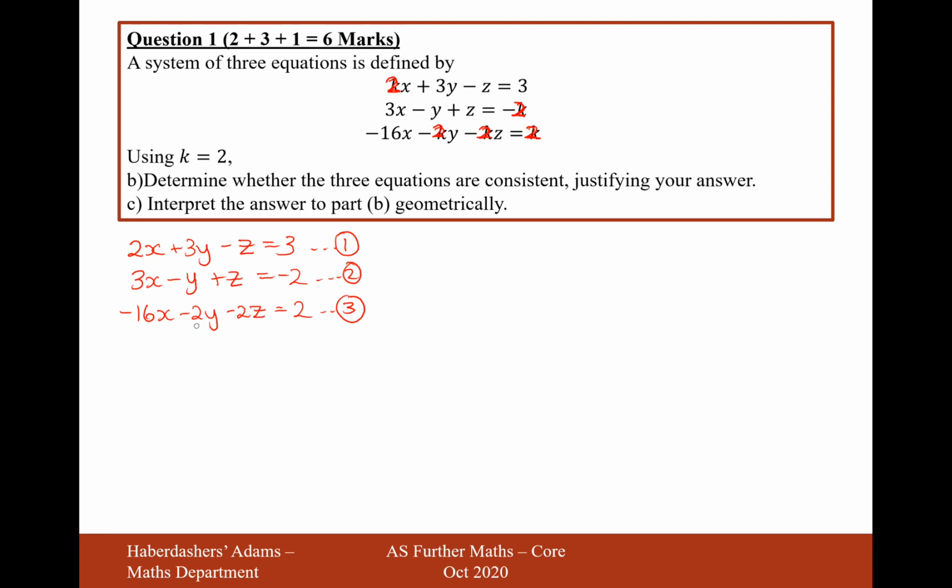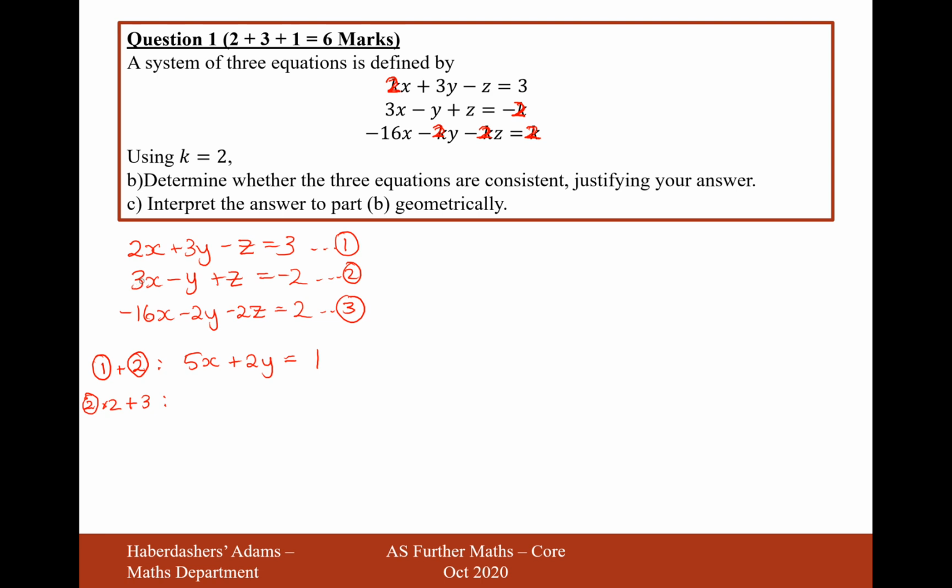I think I'll eliminate the z variable. That looks like it's the easiest to eliminate. So if I add equations 1 and 2 together, that will eliminate the z variable. So it's going to be 5x plus 2y equals 1. And now I need to do it in a different way. If I do 2 times equation 2 and then add it onto 3, then that will eliminate z as well.